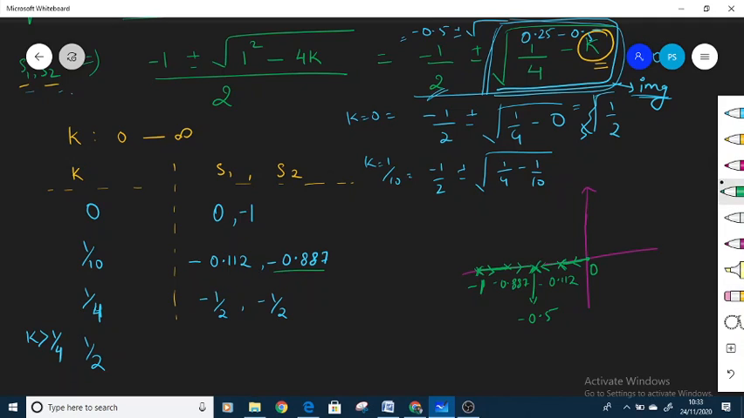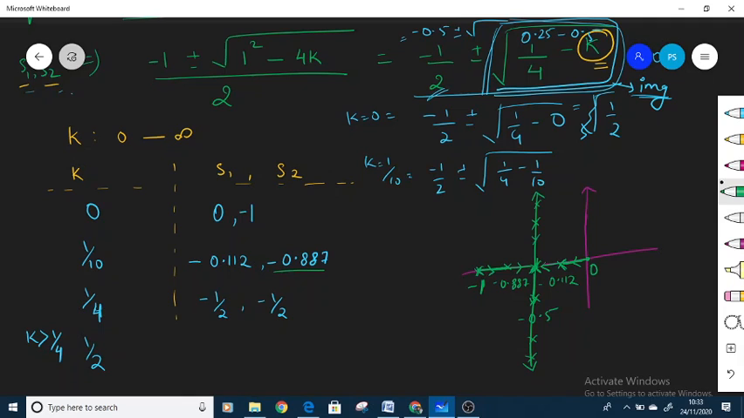At this point, the location of the poles will now move. They will be complex conjugates after the value of k increases beyond 1 by 4. So the complex conjugates will always be in pairs. Okay, so this is how the location of the poles will look.